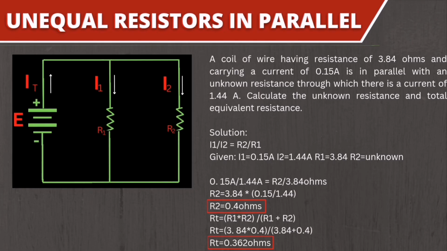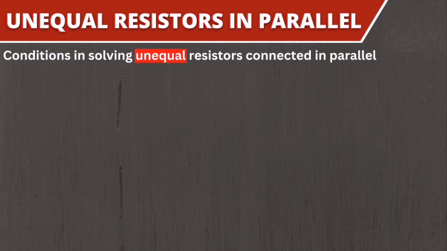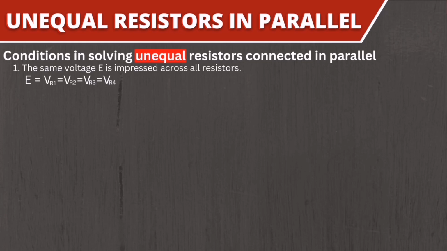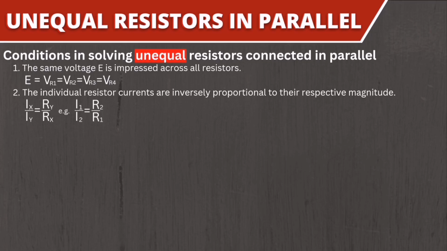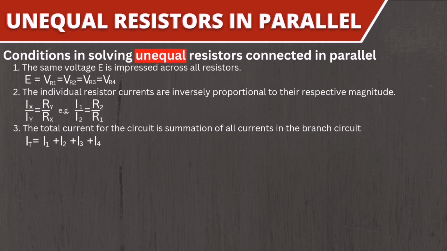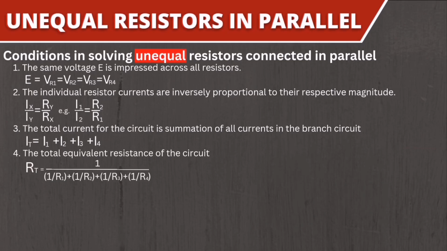Again, guys, for the summary in solving unequal resistors connected in parallel. Number 1. The same voltage E is impressed across all resistors. Number 2. The individual resistor currents are inversely proportional to their respective magnitude. Number 3. The total current for the circuit is the summation of all currents in the branch circuit. Number 4. The total equivalent resistance of the circuit RT is equal to 1 all over 1 over R1 plus 1 over R2 plus 1 over R3 plus 1 over R4.